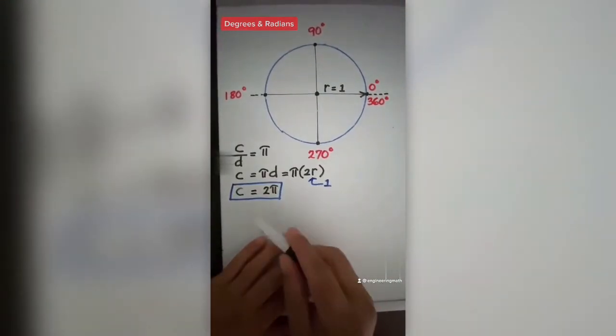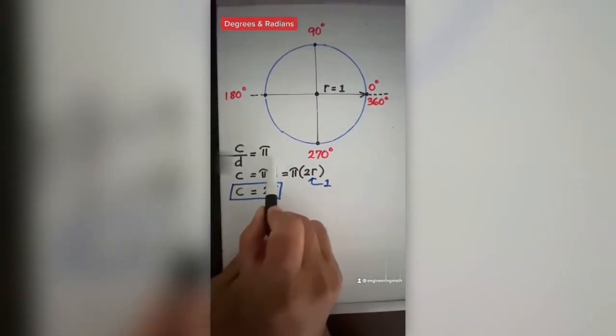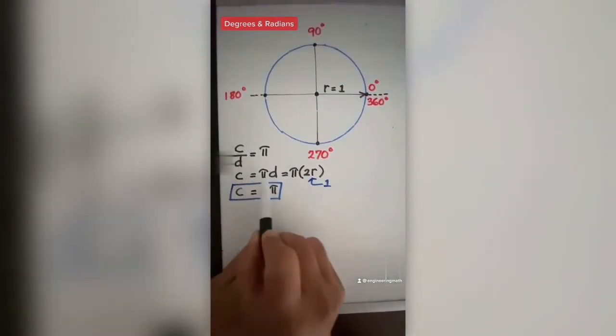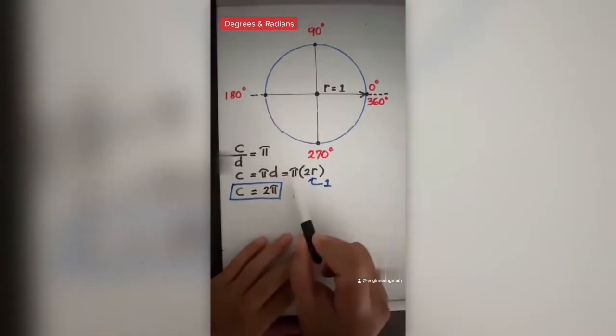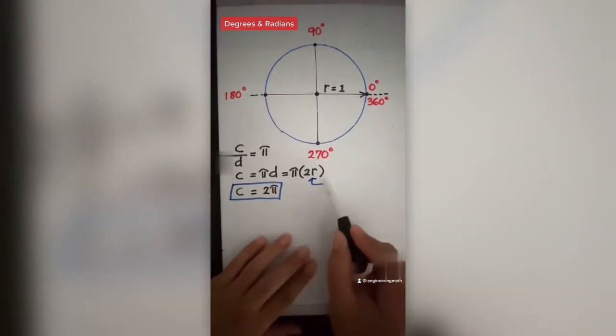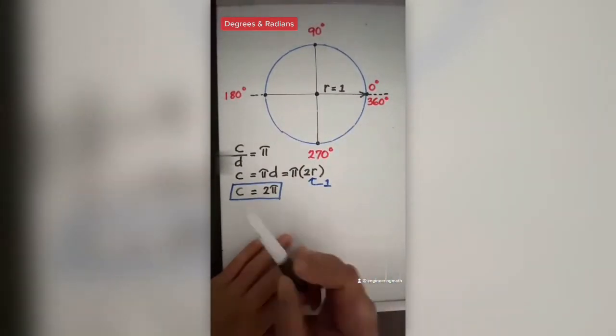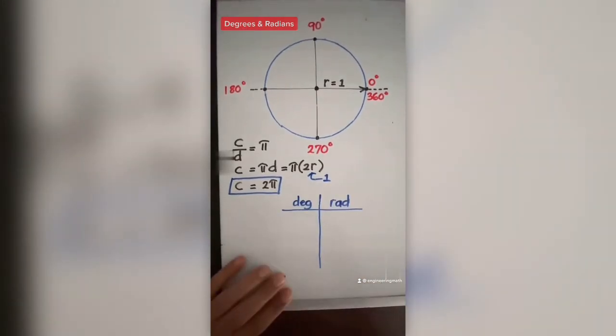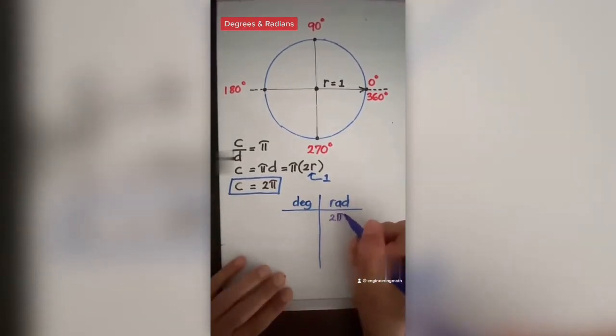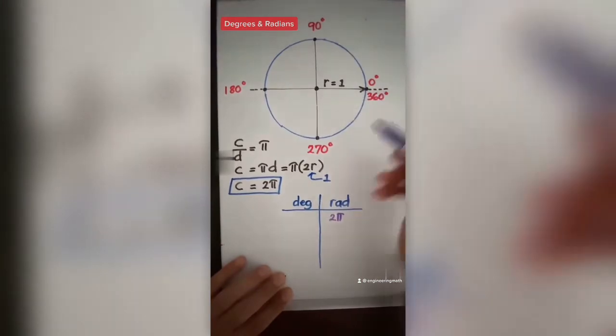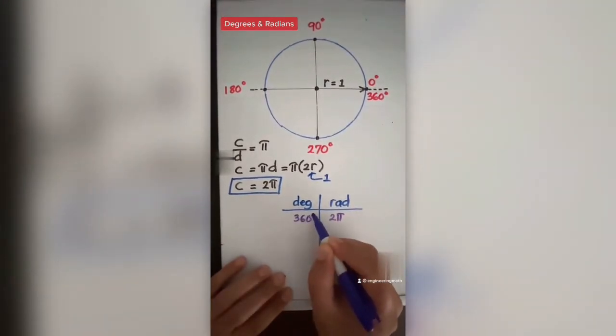We've learned before that if we divide the circumference by the diameter, the answer is pi. We can rewrite it as c is equal to pi times d. However, d is twice the radius. In this case, r is equal to 1. Therefore, circumference is equal to 2 pi. For a full circle, it is 2 pi. If we look at the diagram again, the equivalent for the full circle in degrees is 360 degrees.